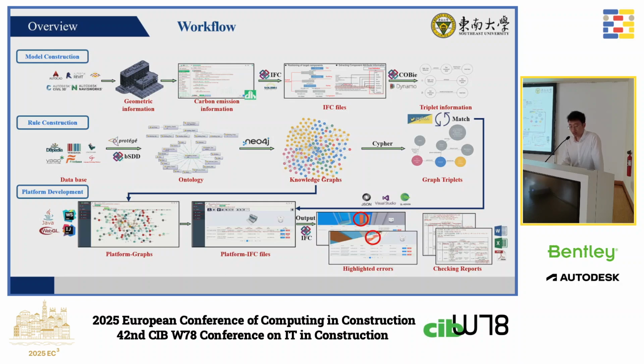Lastly, we developed a platform to do this BIM model checking. The graph and the BIM model can be uploaded into this platform, and on this platform we can check and match them, and as a result we get the output results. It's a checking report, and the components with errors can be highlighted on the platform.